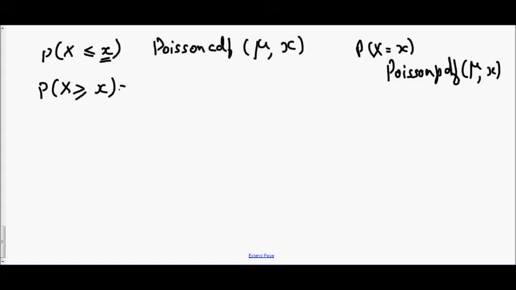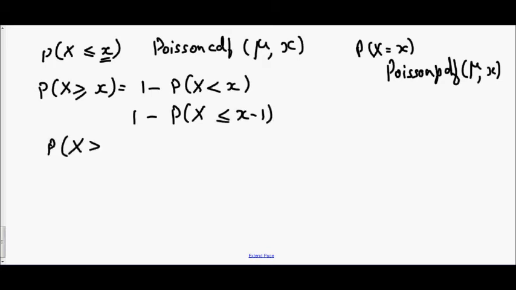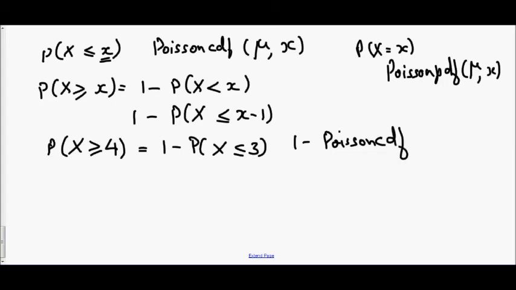As usual, for x greater than or equal to x, you need to consider this as x less than x, and again you need to consider this as one number less than that, so 1 minus P of x less than or equal to x minus 1. For example, if you are getting confused with this, let me use the same example. X greater than or equal to 4 would be 1 minus P of x less than or equal to 3, and you need to find 1 minus Poisson CDF, because less than or equal to is always CDF, of mu, whatever mu is given, and 3.